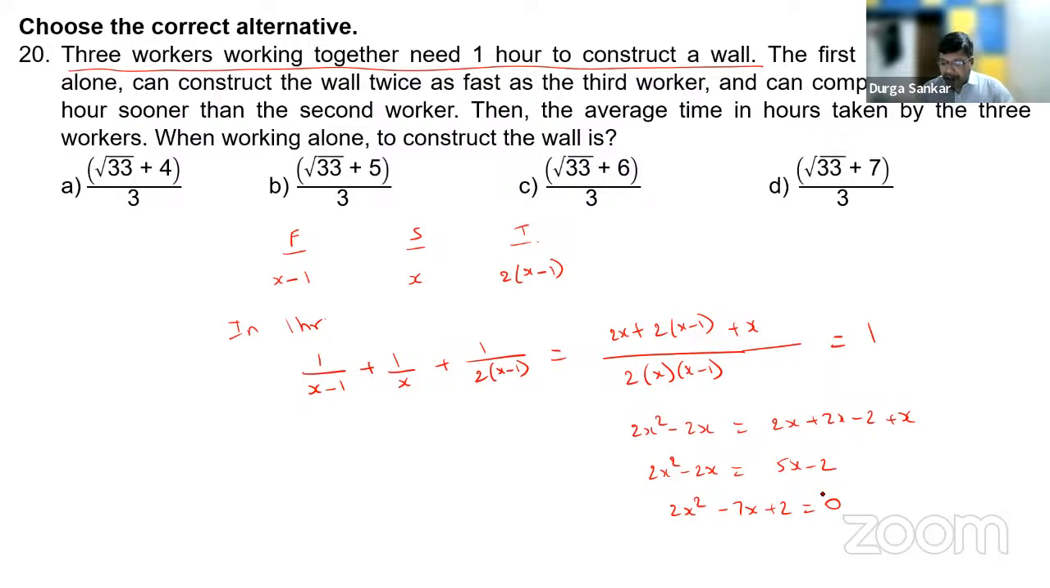Now, if I want to factorize this, I don't think I have an easy way out. So I'll apply the formula. The root X is equal to minus B plus or minus square root of B square minus 4 into 2 into 2, that is 16, by 2 into 2, which is equal to 7 plus or minus root 33 by 4.